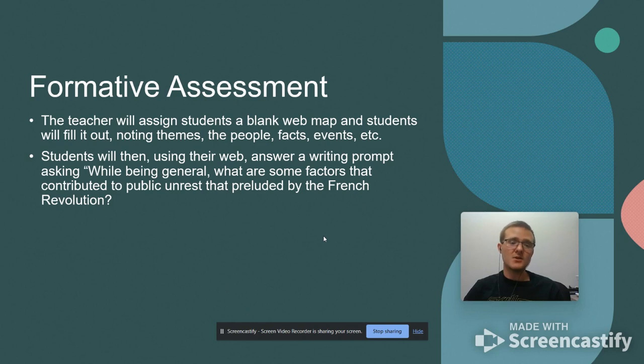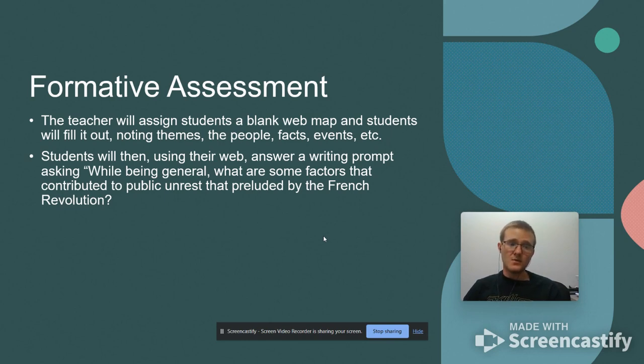And so that the teacher can have an idea of some of the key things that students are taking away, and noting what they might not be taking away, what is something that students aren't writing down. And if it's something important that they're missing, then the teacher can reassess and adjust accordingly.